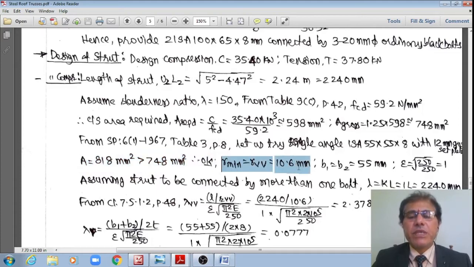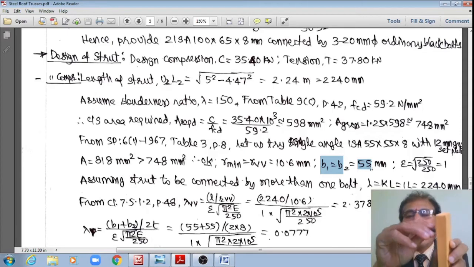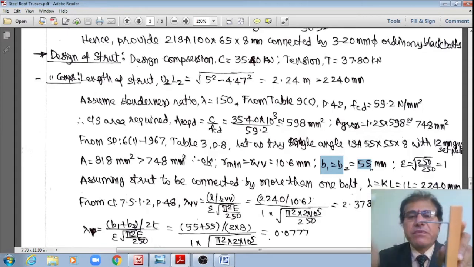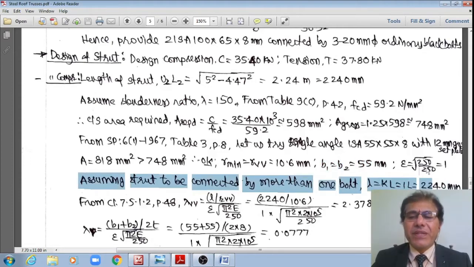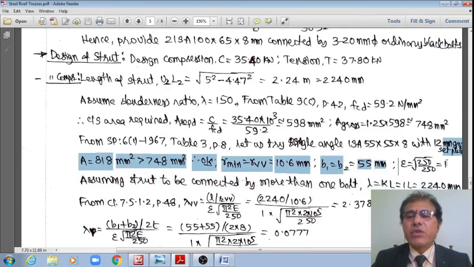R min, just now we have seen that R min is equal to RVV, which is 10.6 mm. Now, B1 and B2: you can see that this is an equal angle section. Therefore, the outstanding leg is 55 as well as the connected leg is 55. Both B1 and B2 are 55 mm, and thickness is equal to 8 mm. And the stress ratio epsilon is equal to square root of 250 divided by Fy, where Fy for steel is 250. Therefore, the stress ratio is equal to 1.